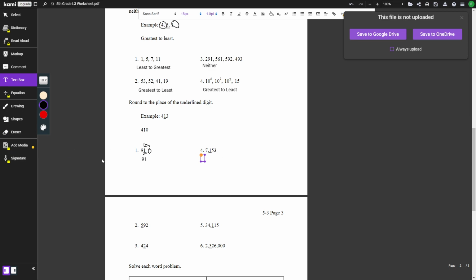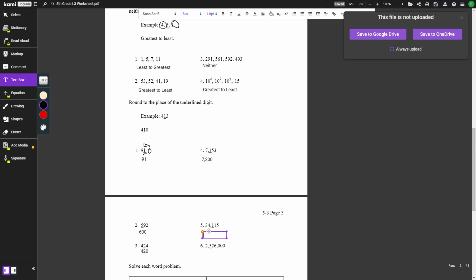Number 2, rounding to the hundreds place. We can see that the 9 is greater than 5, so we would write 600 because 1 gets added to 5. Number 3, rounding to the tens place. 4 is equal to 4, which means we round down. 420 will be your answer. Number 4, 7, 1, 5, 3. We're rounding to the hundreds place. 5 is equal to 5, so the answer will be 7,200.